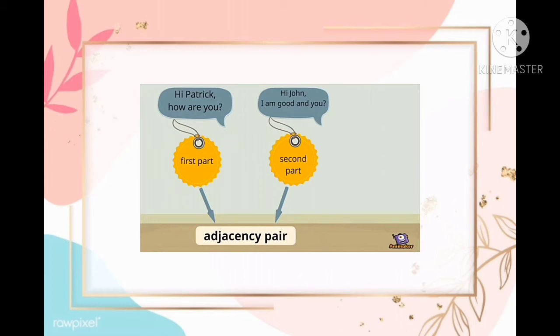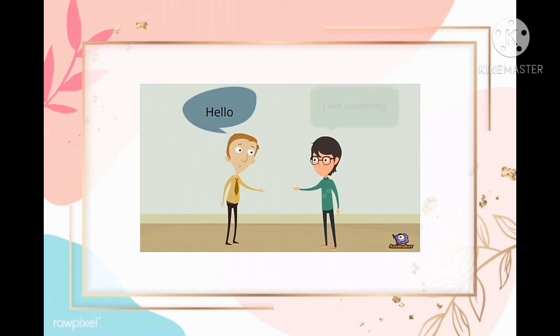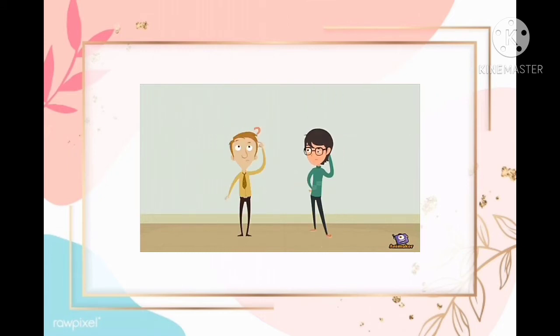Let's have a look at some examples where the second part does not fit the first part. "Hello." "I like swimming." Obviously, "I like swimming" was not the expected answer, and therefore the second part does not fit the first part and is not an adjacency pair.